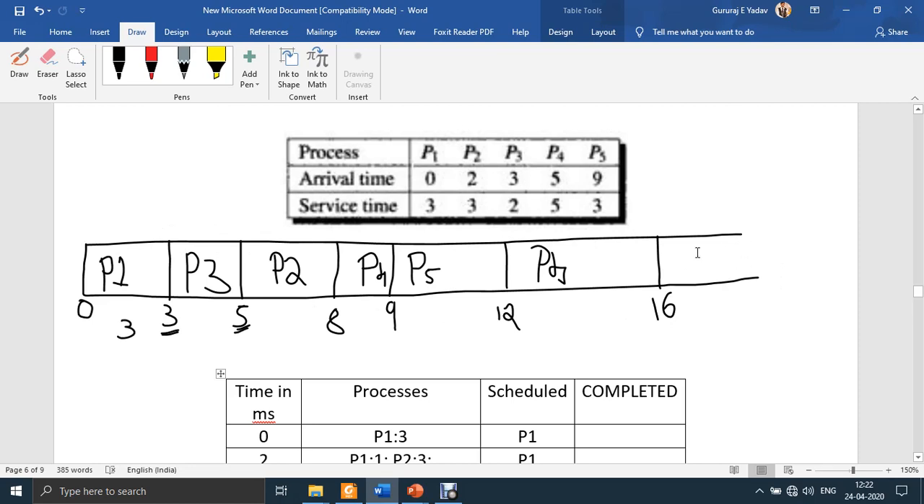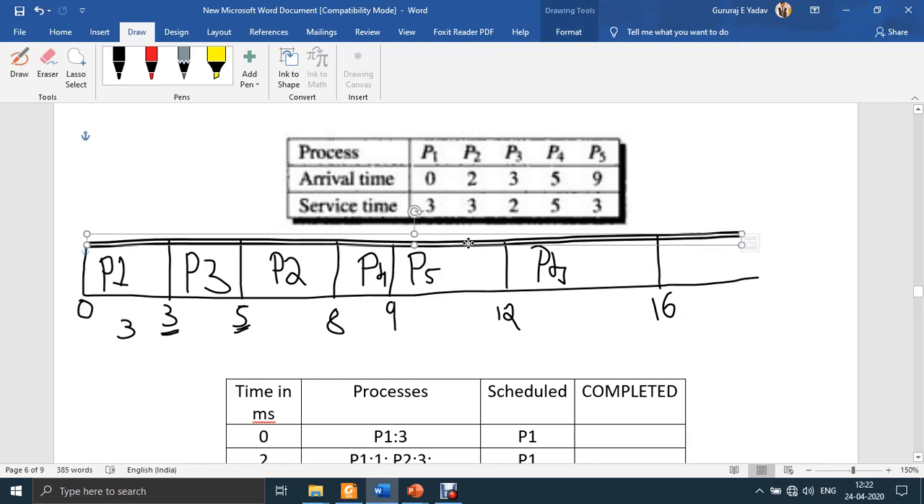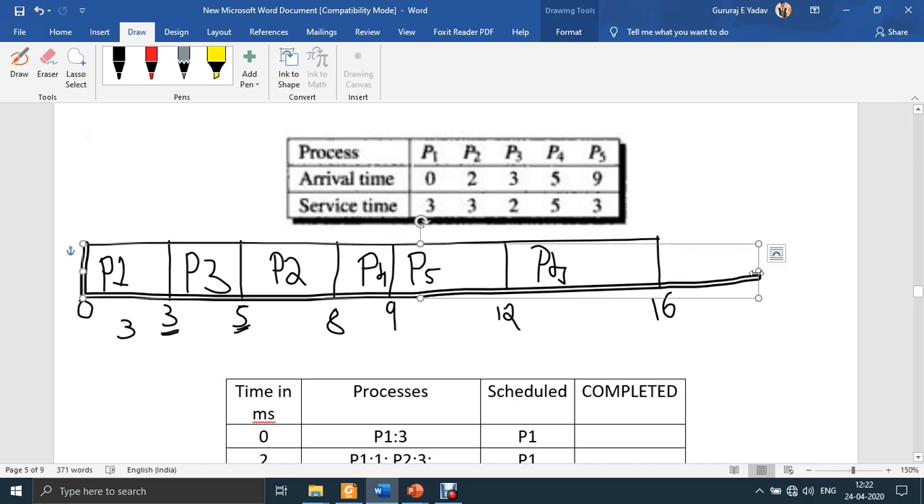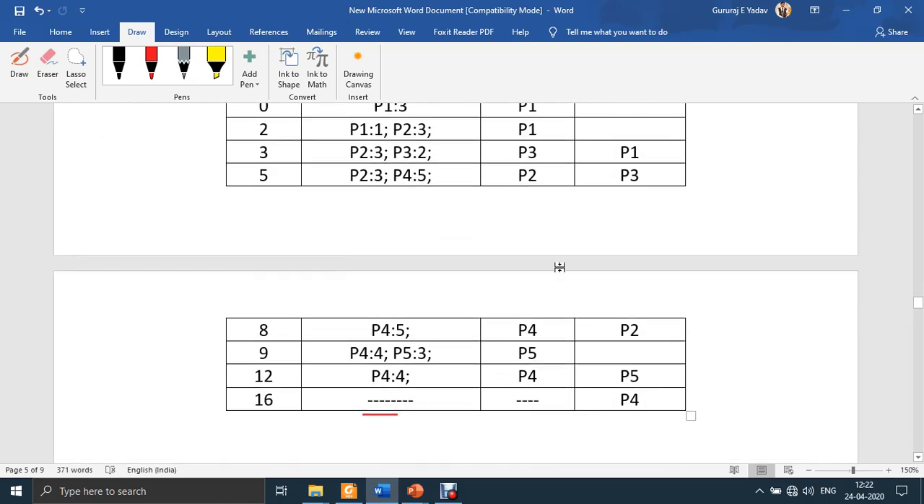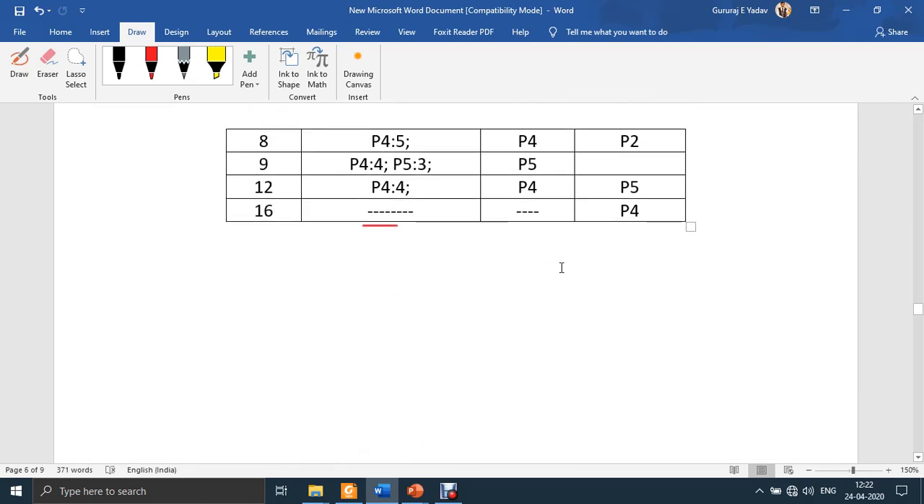I cannot erase this for some reason, so just consider till here. And this, I can shorten this. So this is the complete schedule from P1 to P4. This completes the scheduling part, but we still have to find out the waiting time and turnaround time, right? So how do we find that? We'll come to that here.